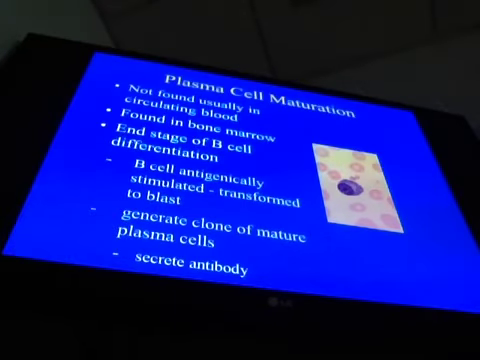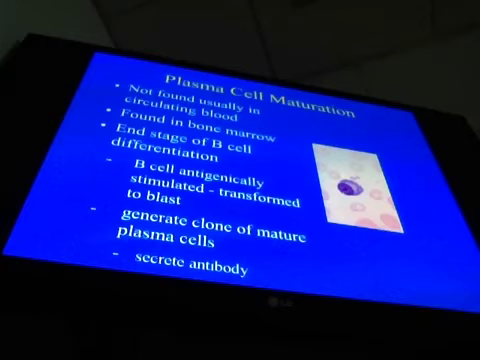The plasma cell maturation, again, we're not going to typically see plasma cells in the circulating blood. We do see plasma cells in the bone marrow. When you see a plasma cell, this is the end stage of B cell differentiation. So the B cells can antigenically be stimulated and transformed to a blast stage, which is unique amongst the B cells.